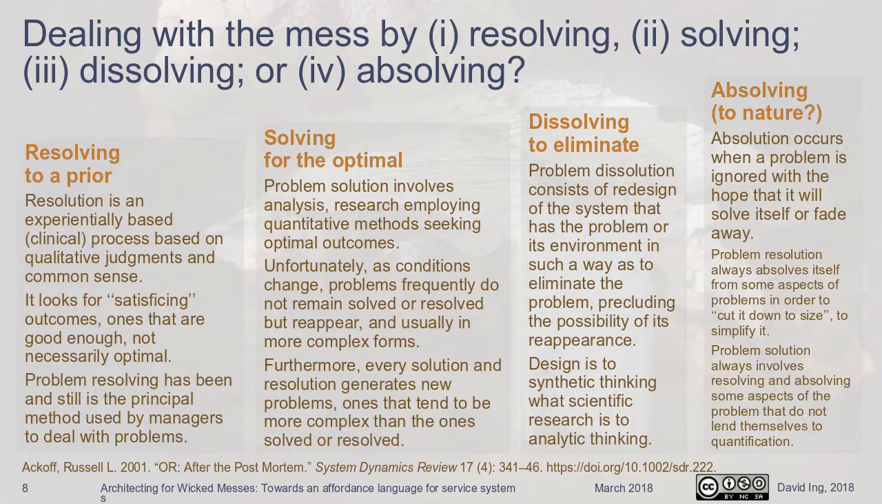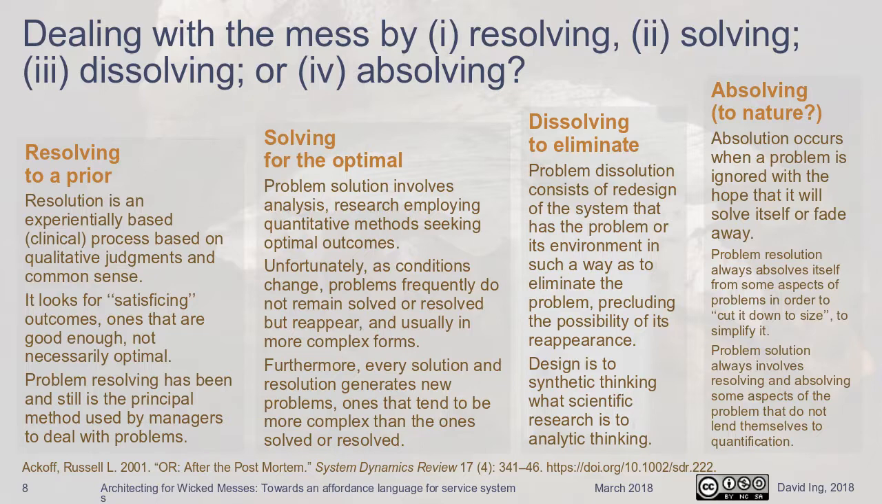Resolving, and I actually made some changes here, but essentially one idea is resolving to a prior. So you had something that worked before, go back to what worked before. Okay, that's resolving the problem. Solving a problem, solving for an optimal. You can work your way up through the optimal, and you can mathematically prove it. But the problem they have with the optimal is that conditions change. And one of the things about science is that science is normally universal. It is not conditional.